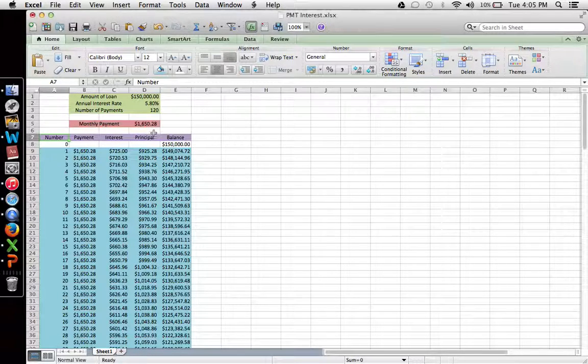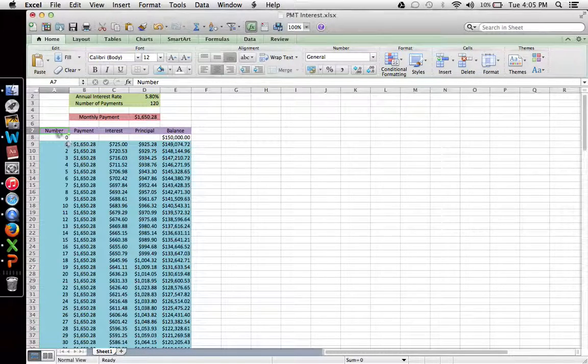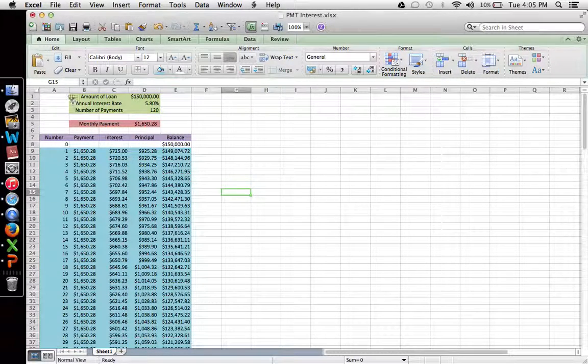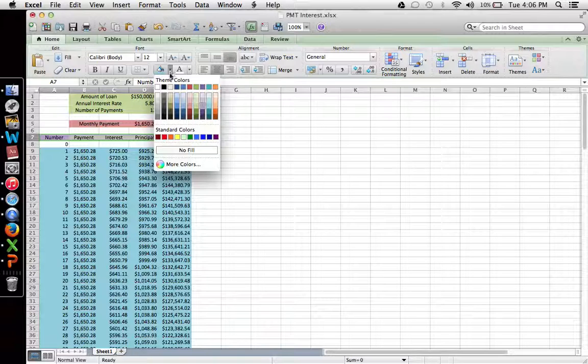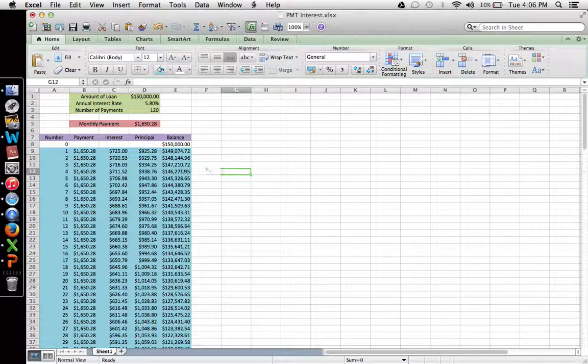Next I skipped another line and went to A7 and typed in number, in B7 payment, in C7 interest, in D7 principal, and in E7 balance. For those, I just highlighted across and clicked this little center alignment button to center them. Now for the colors, if you want to change them, you just highlight whatever cells you want, go to this little bucket, click the little down arrow, and you can pick one of these colors, or pick something from the more colors option.